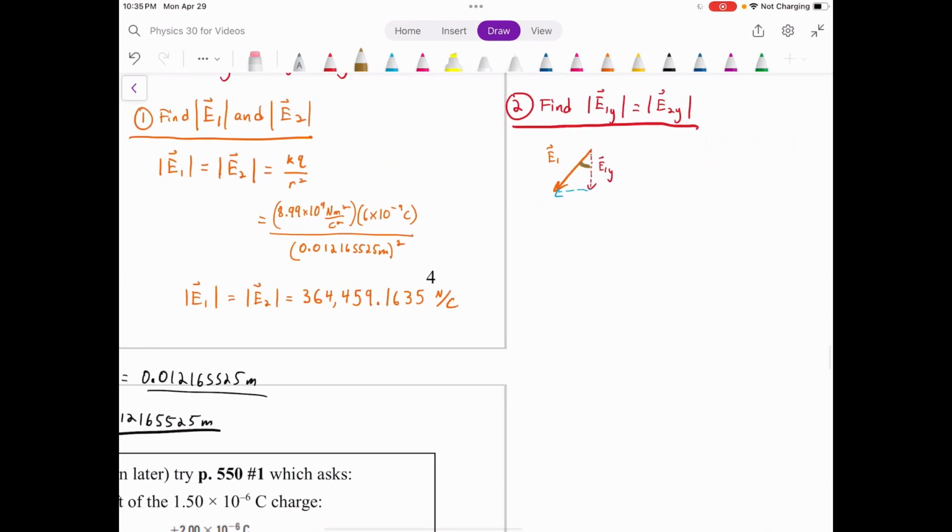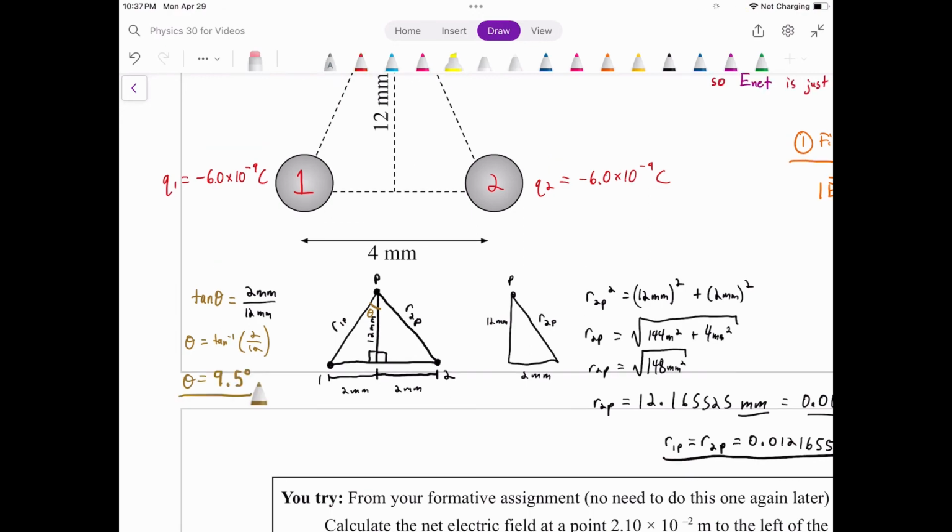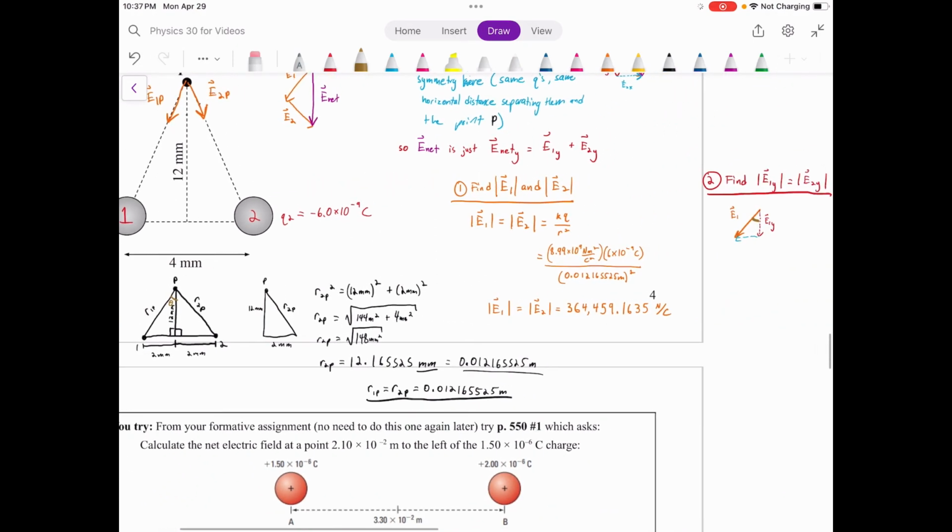angle here. So, can we use trigonometry, SOHCAHTOA, to find this angle here? I think we can. We have opposite, we have adjacent, we even have hypotenuse, but we calculated that. We might as well just use the ones the question gave us. So opposite, adjacent, how about tan? So the tan of theta will equal opposite, 2 millimeters, over adjacent, 12 millimeters. And therefore theta is just the arctan, or inverse tan, of 2 over 12, which gives me 9.5 degrees. Okay, so again, that's this angle here.